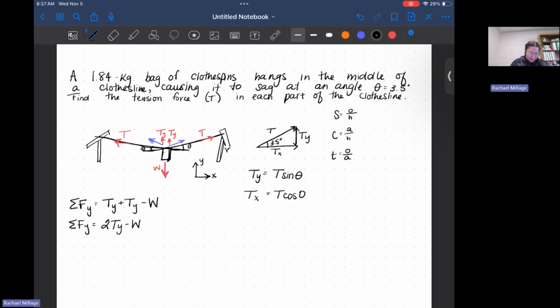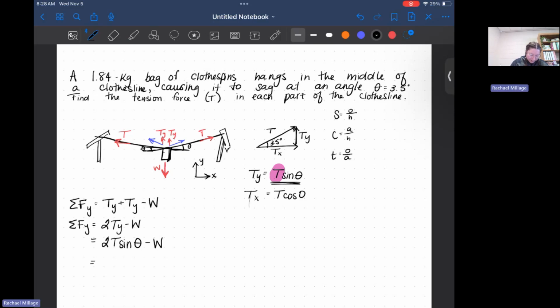2 t sub y's minus W. This is also equal to, we said t sub y in terms of tension, because eventually we want just the T, right? We don't want t sub y, we want our full tension. So I'm going to say it's 2T sine theta minus W.